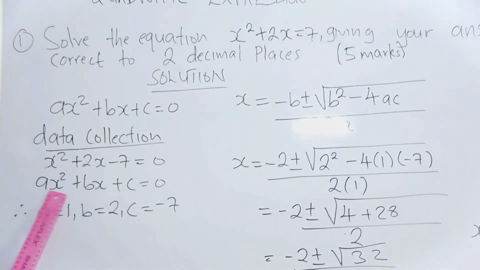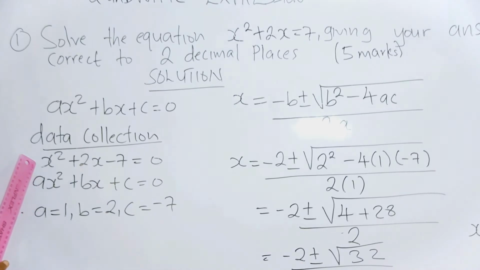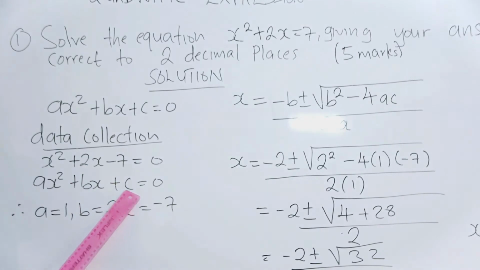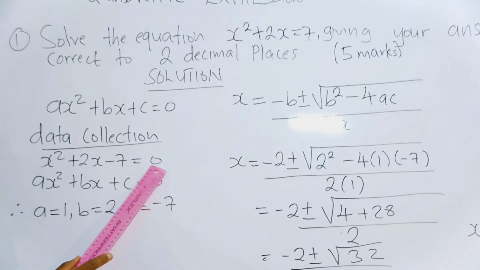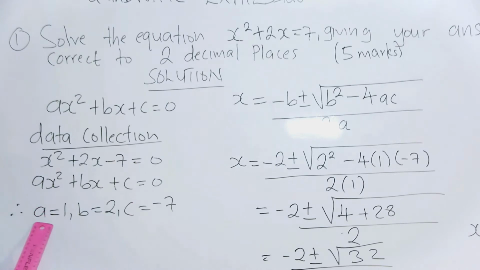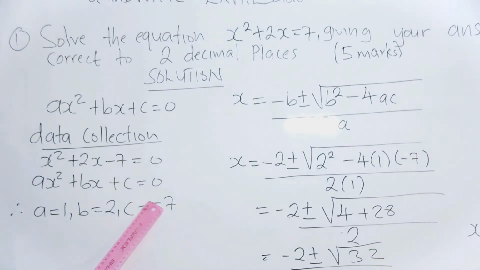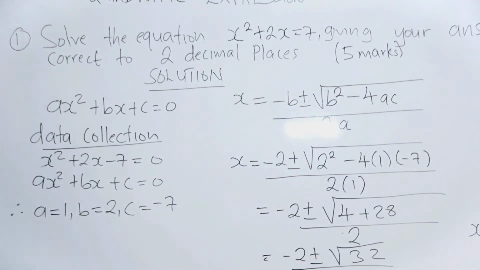As we proceed, we're able to pick the data now. A is equal to 1, because there's a 1 there. B is harmonizing with the 2 there. C is harmonizing with the negative 7. The 0 is harmonizing with the 0. So we're able to say these equations have balanced each other. Therefore a is equal to 1, b is equal to 2, c is equal to negative 7. Once you've done the data collection, what you're supposed to do now is to take this data that you've collected into the formula itself.